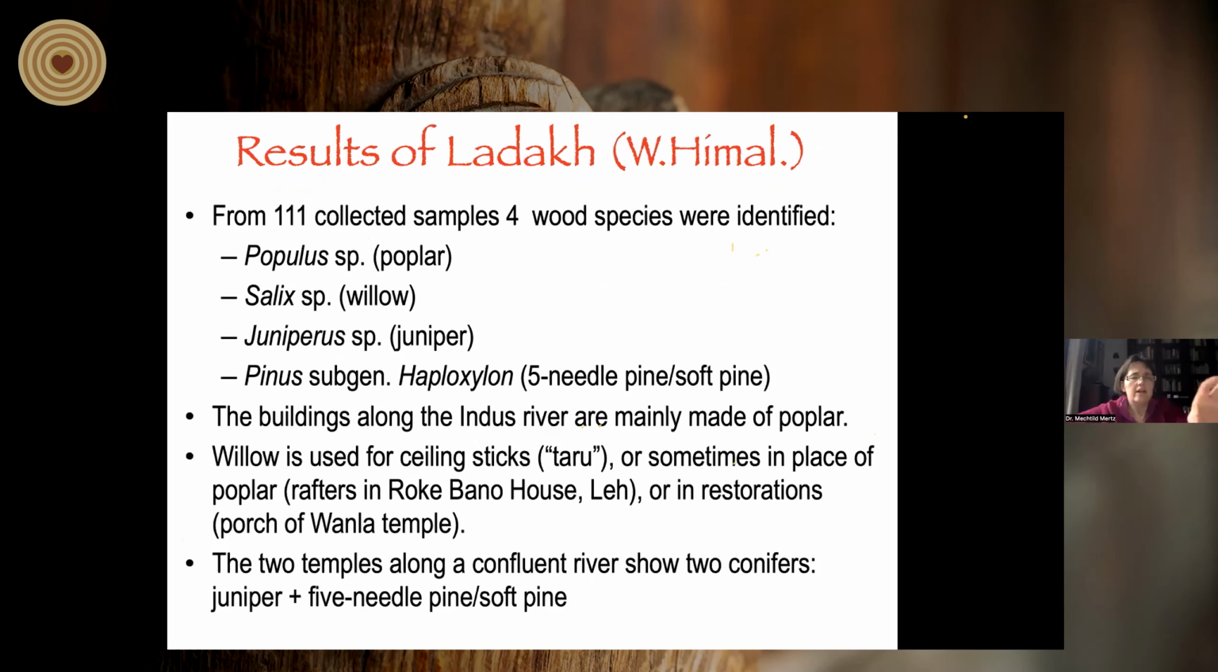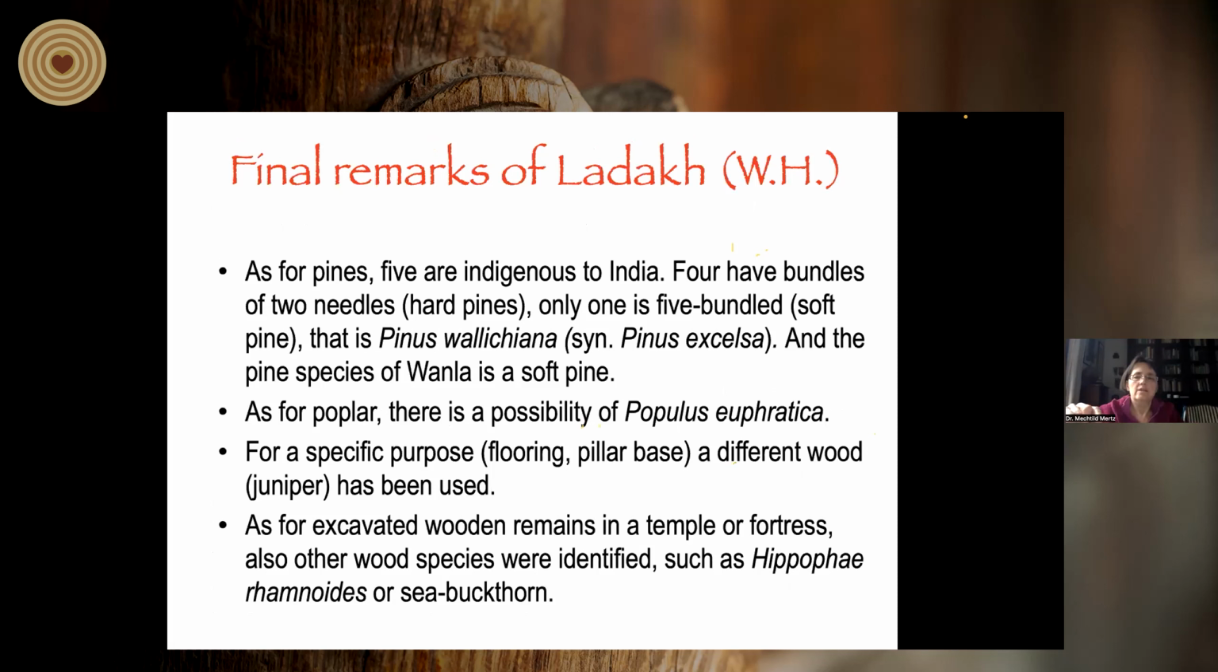And the result for Ladakh is that 4 species were identified. The buildings along the Indus River are mainly made of poplar. And as I told you before, with the 2-needle pine I cannot go to species level, but when it comes to 5-needle pine, I can go to species level: Pinus wallichiana, or synonym Pinus excelsa. So I don't want to go deeper.